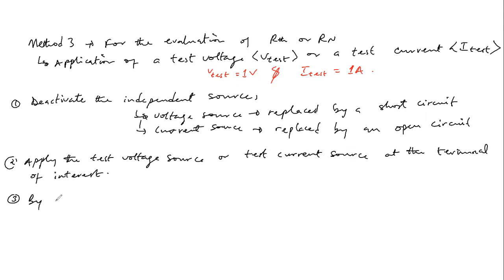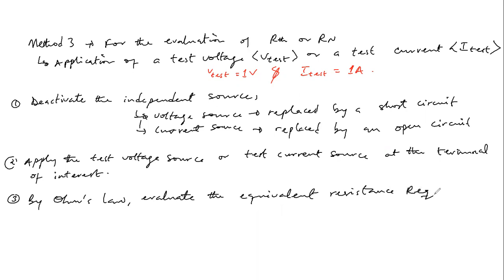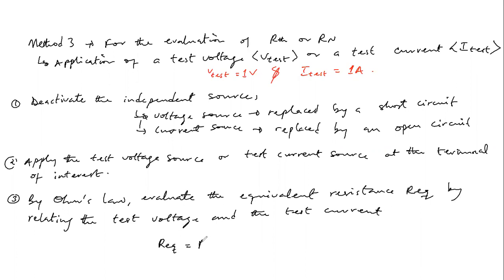Then, by Ohm's law, evaluate the equivalent resistance by relating the test voltage and the test current, that is, our equivalent will be the same as the Thevenin resistance and the Norton resistance: V test divided by I test. And so we'll look at one quick example.